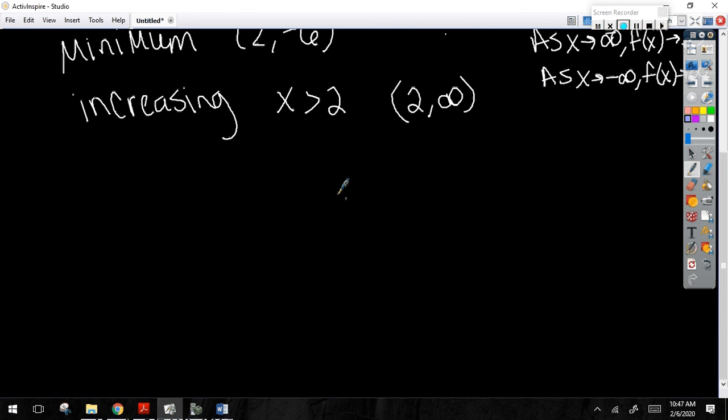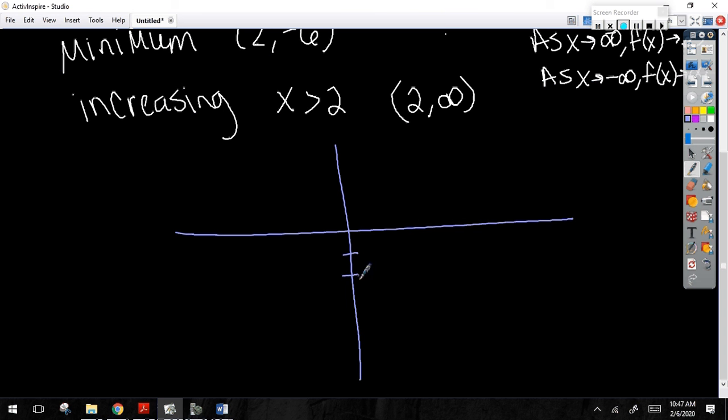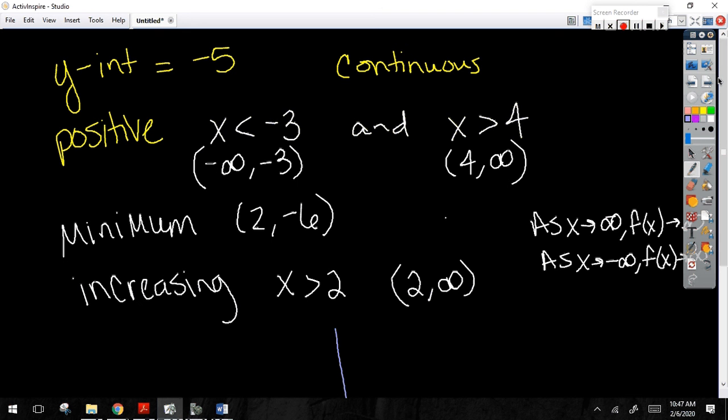All right, let's go ahead and do the y-intercept at -5. I literally had it going. 1, 2, 3, 4. It's going to cross the y-axis at -5 regardless, right? That takes care of that.